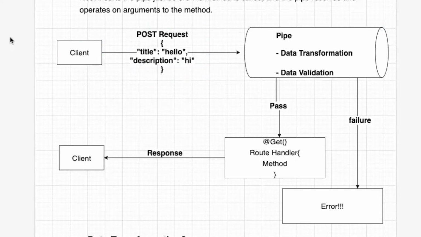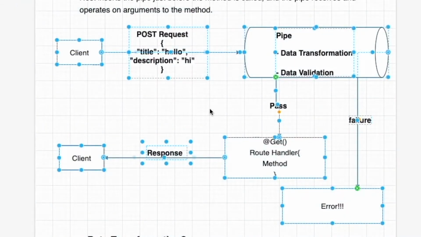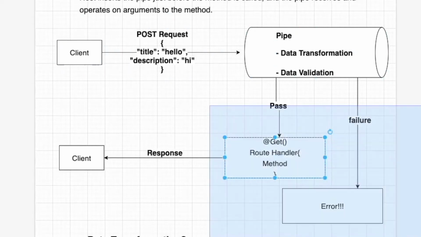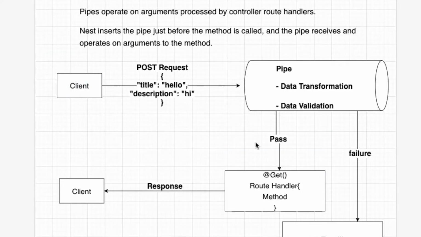So if we see this diagram, first the client sends the request to the Nest.js application. So you can see the controller here, but between the controller and the client, we put the pipe here. Inside this pipe, we do two things. The first one is data transformation. The other one is data validation.